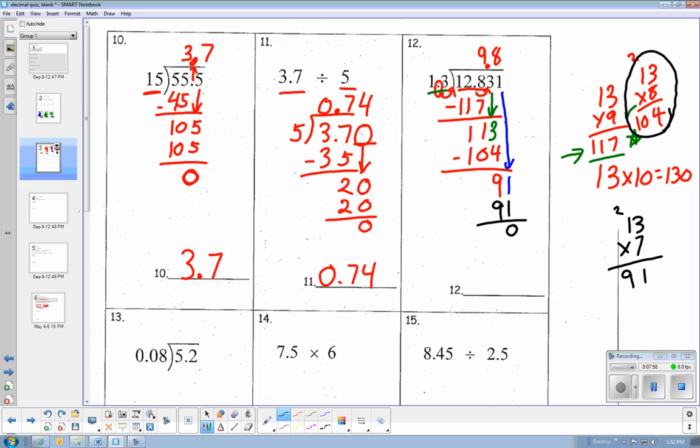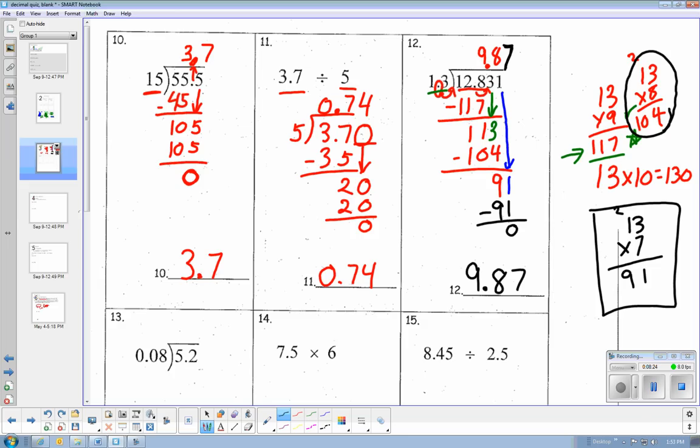And, whoops, I forgot to put down the 7. Remember, we multiplied it over here. It goes in there 7 times. 13 goes into 91 7 times. 7 times 13 is 91, so we subtract that and we get a 0. So our answer is 9.87.